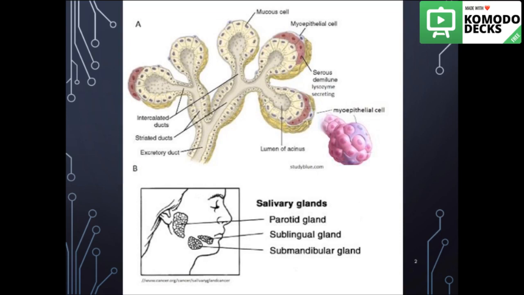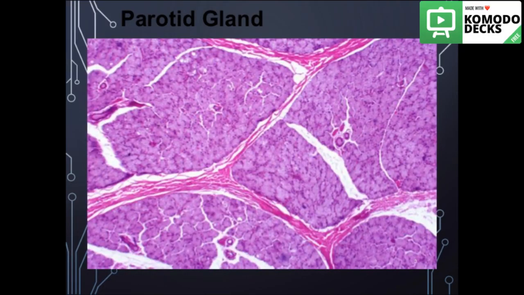The major salivary glands that we talked about are the parotid, the sublingual, and the submandibular. This is a histological section of the parotid gland. The acini are of one type, serous type, which have a clear pink cytoplasm.